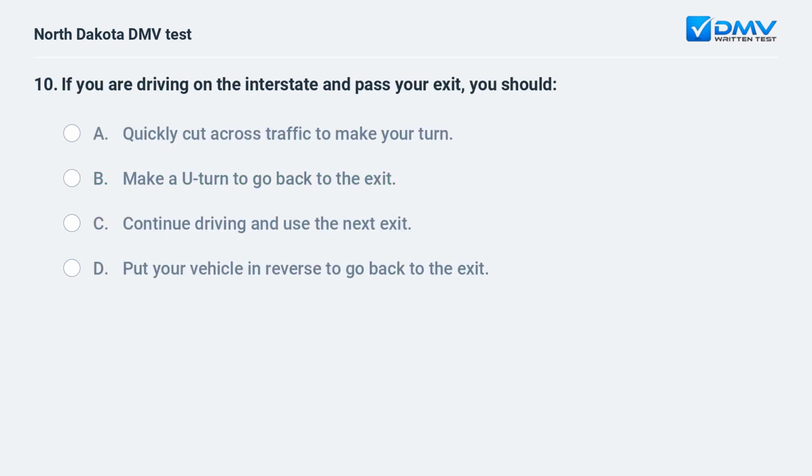If you are driving on the interstate and pass your exit, you should A. Quickly cut across traffic to make your turn. B. Make a U-turn to go back to the exit. C. Continue driving and use the next exit. D. Put your vehicle in reverse to go back to the exit.